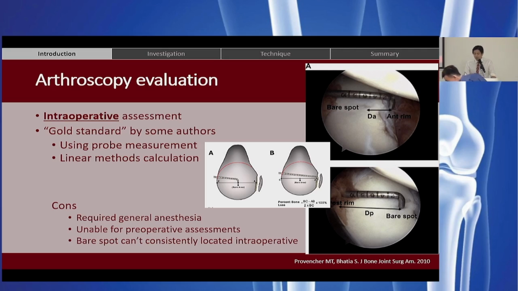But for intraoperative measurement, some studies say that arthroscopy is the gold standard, and we use a probe to measure the bone loss. However, there are some disadvantages. Arthroscopy requires anesthesia and cannot be used for preoperative assessment, and the bare spot cannot be consistently located by the surgeon.